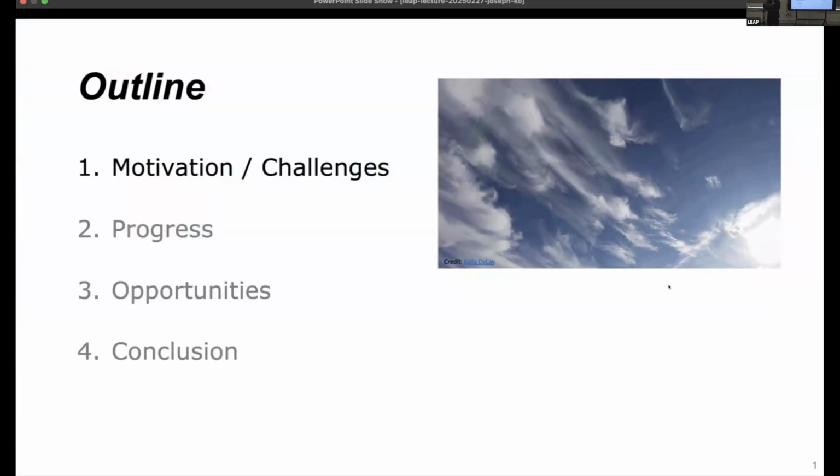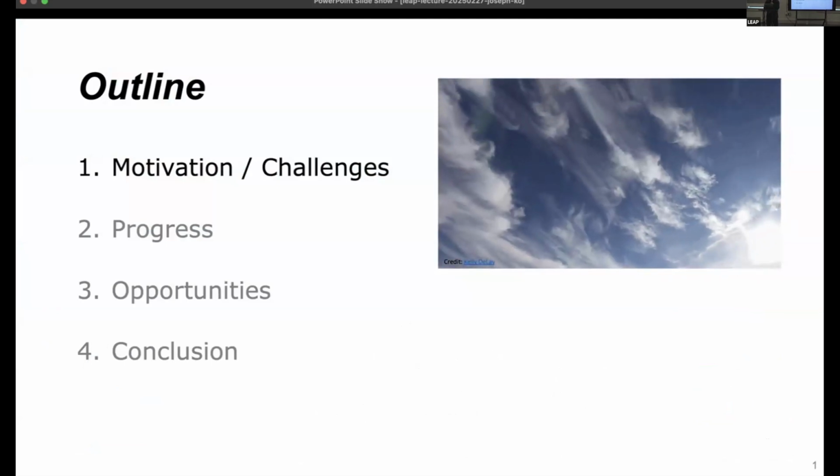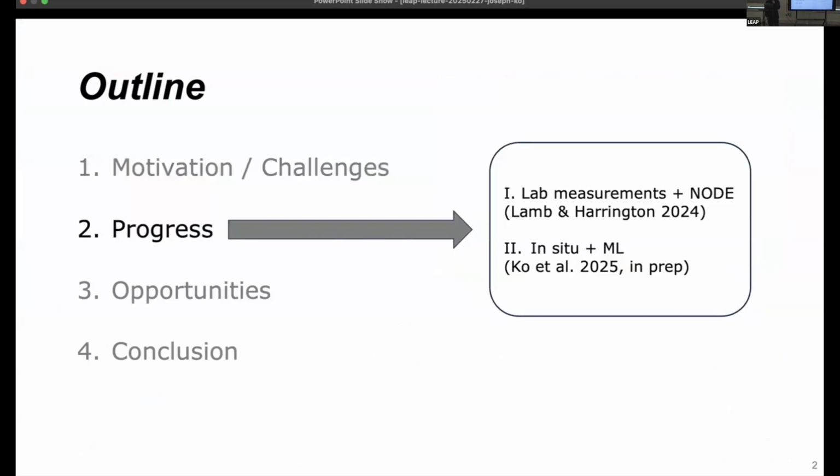So just to outline, I'll give a brief background for why ice clouds are important, and specifically in the context of climate models, and then talk about two specific projects that are more in the mature phase, where we have a roadmap for implementation in NCAR's CAM. First will be this work led by Kara Lamb, where she used neural ordinary differential equations paired with lab data to learn a functional form for ice crystal growth. And second is some work that I've been leading using in situ measurements and machine learning to improve some functional relationships between mass and size for ice crystals.